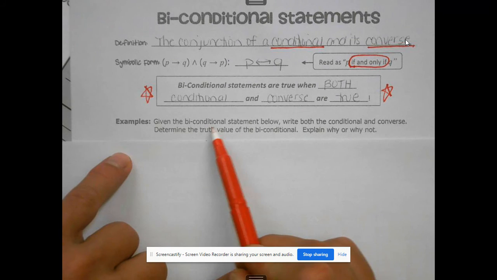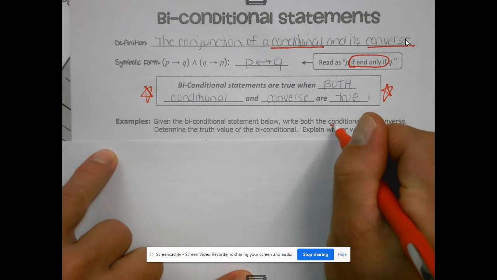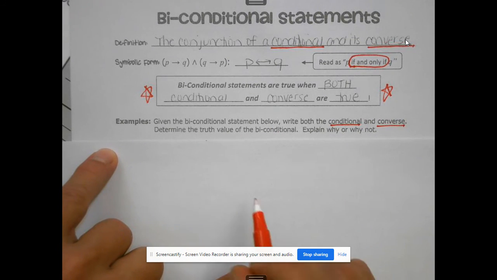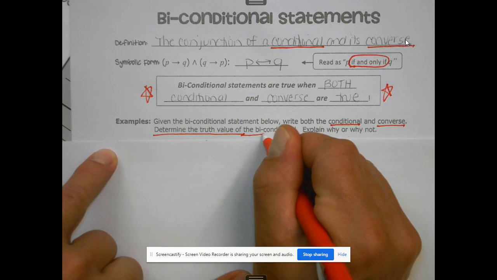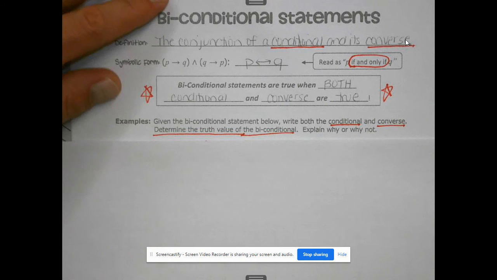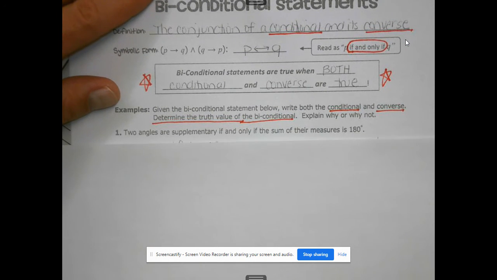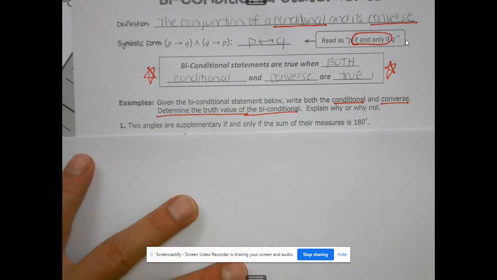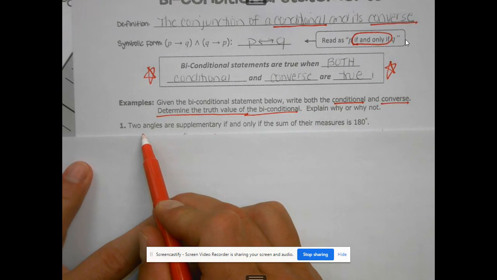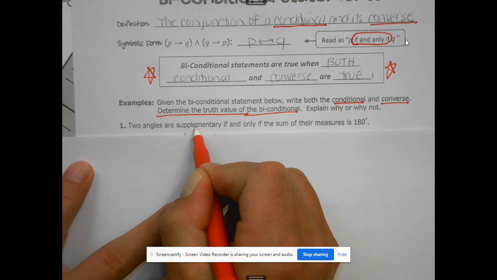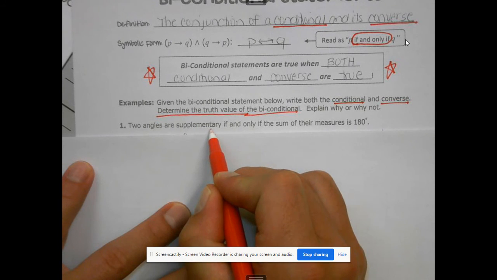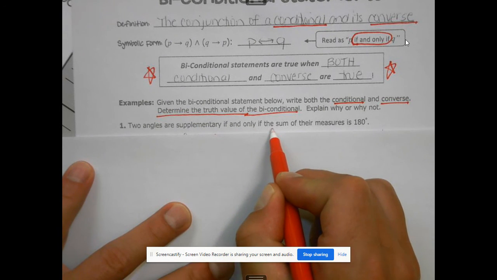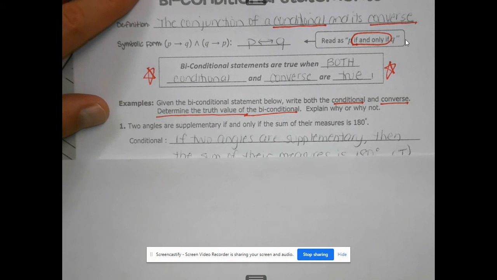Given the biconditional statement below, write both the conditional and the converse, then determine the truth value of the biconditional. Explain why or why not. All right, here we go. Biconditional statement. Two angles are supplementary. Remember, guys, this word means they have to add up to 180 degrees. Two angles are supplementary if and only if the sum of their measures is 180. Okay. The conditional.